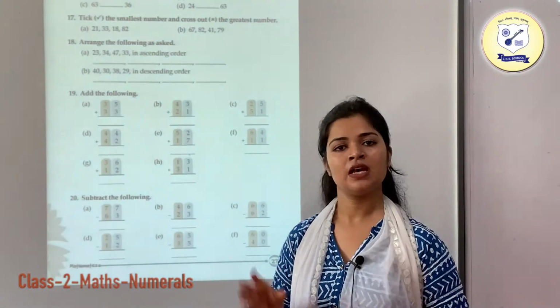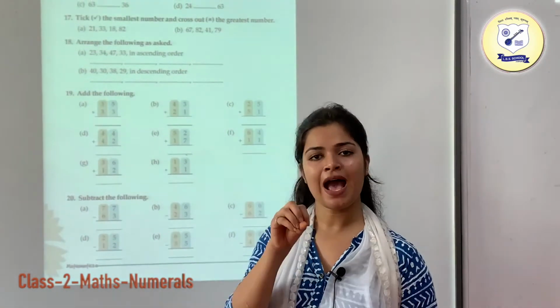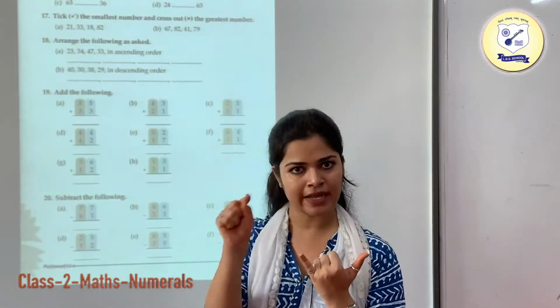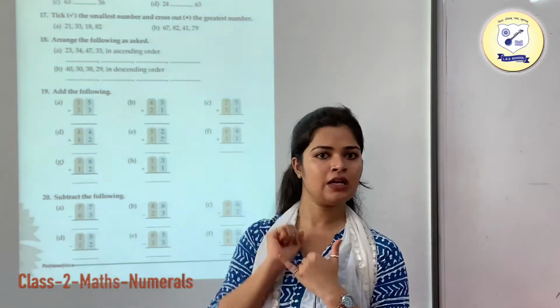Now the next question is: take the smallest number and cross the greatest number. What you should do is just look at the numbers and take the number which is the smallest one and cross the number which is the greatest one. For the smallest one, we are just going to put a tick, and for the greatest one, we are just going to cross that number.